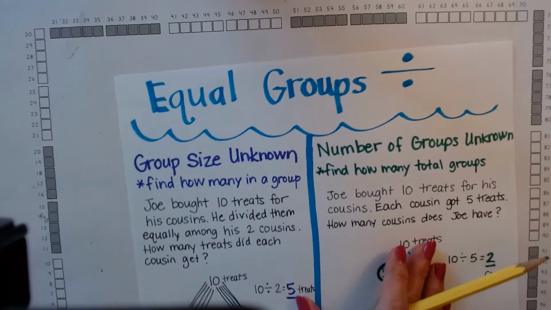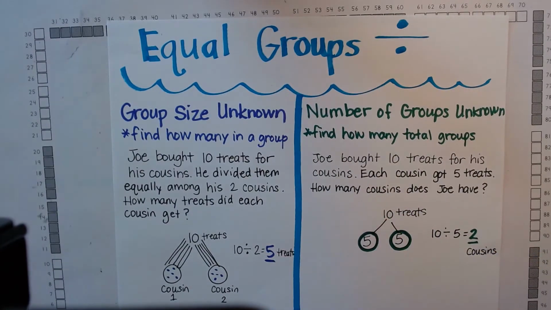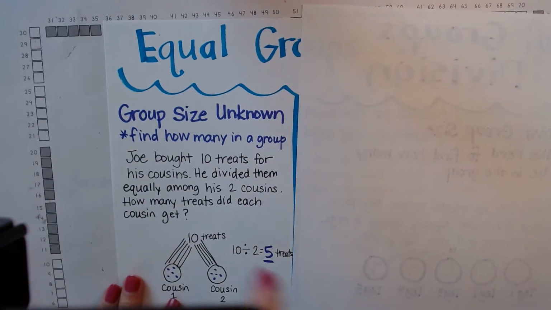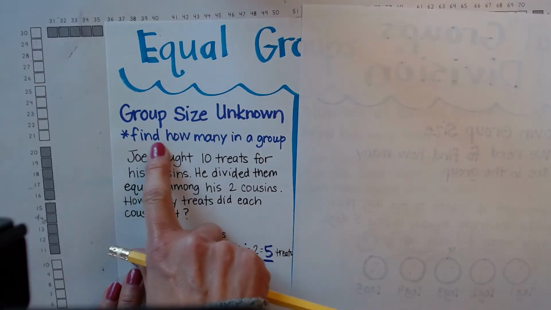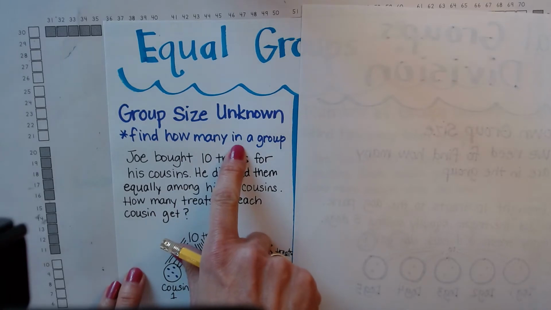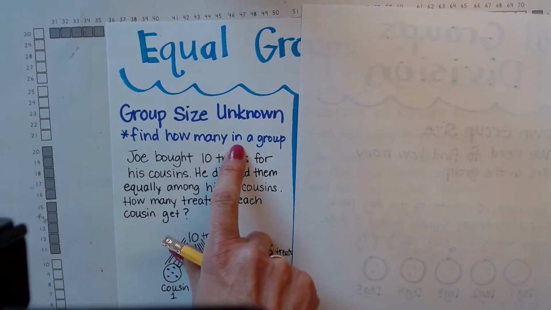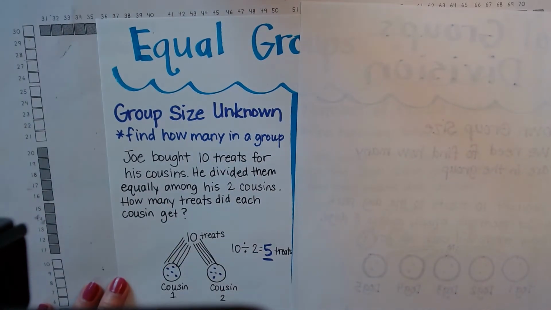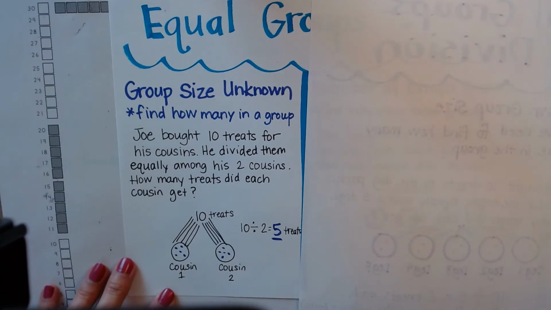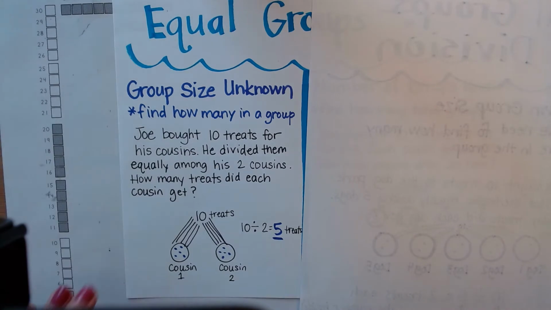Okay, so let's look at that equal groups division. Okay, if I have the group size that's unknown, that means I'm trying to find out how many are inside the group. Think about, I have plates, but I don't know how many cookies go on the plate. Okay, so look at this word problem. It says Joe bought 10 treats for his cousins. He divided them equally among his 2 cousins. How many treats did each cousin get?